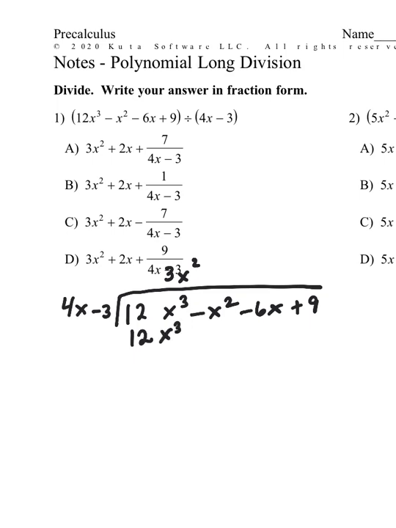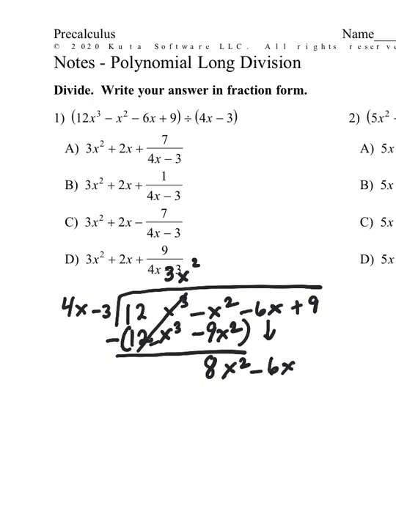And 3x squared times negative 3 gives you negative 9x squared. Draw your line here. I would do parentheses and then you subtract. What you always have to realize is that 12x cubed minus 12x cubed will always cancel. So you have negative x squared minus a negative 9x squared. That becomes positive, so it's actually 8x squared. You bring down the negative 6x.